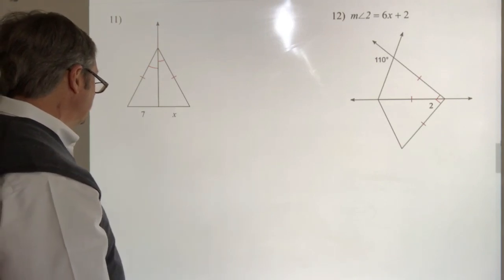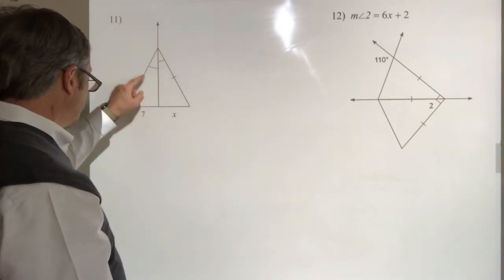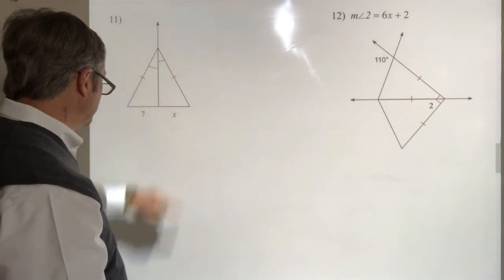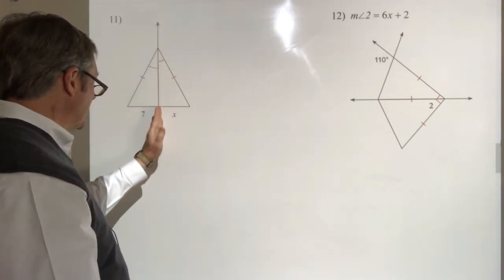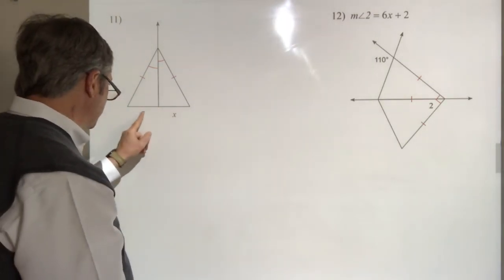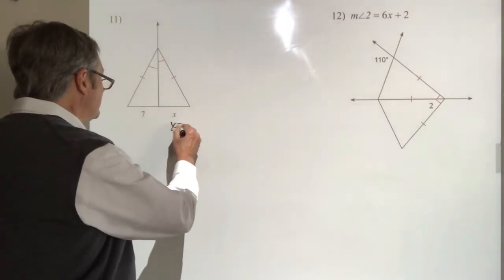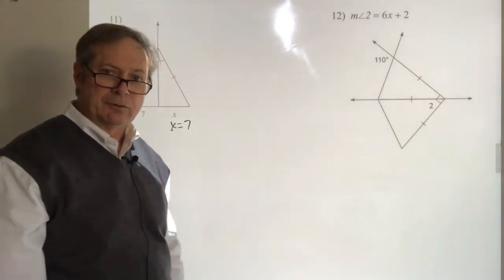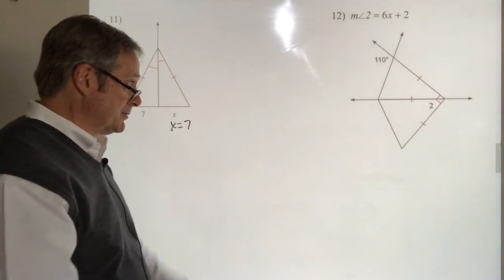Okay, so what does that tell us? Well, it tells us because this is isosceles with this one, and if that cut it right in half, then this is the halfway point here as well. So if that's 7, then this side is 7. And most of you probably just knew it would be 7 anyway without doing all that thinking.